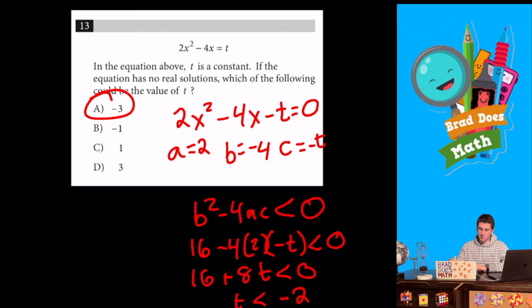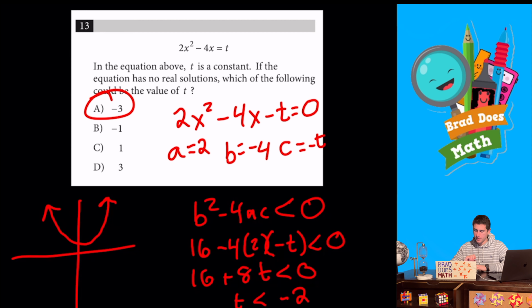We know this is going to be a parabola. And like we said before, the coefficient on the x squared determines whether it opens upward or downward. So this one's going to open up like this. And since we have no real solutions, it shouldn't touch the x-axis. However many times your graph touches the x-axis is how many solutions you have. So a parabola like this that doesn't touch the x-axis must be shifted up as far as possible, because if we shift it down, it intersects twice.